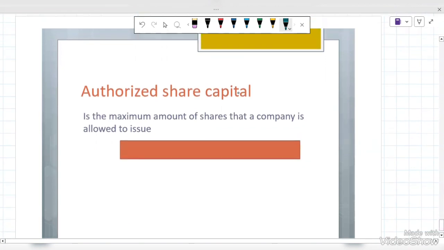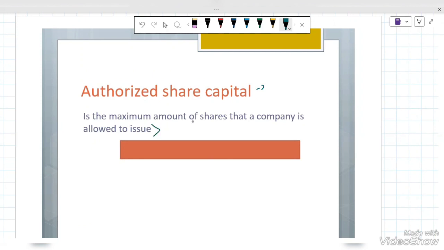Okay, so we just discussed the authorized share capital, I think on slide number 3 or number 4. This is basically the maximum amount of shares that a company is allowed to issue. So let's discuss authorized share capital. What is authorized share capital? Authorized share capital basically represents the maximum amount of share capital which a company is permitted to issue by its MOA, basically Memorandum of Association.